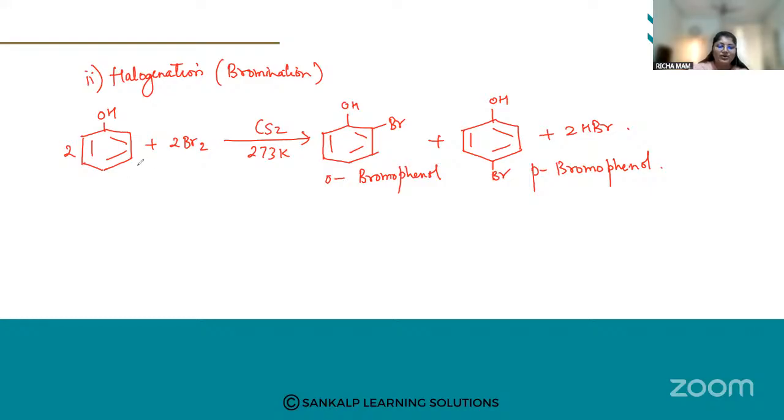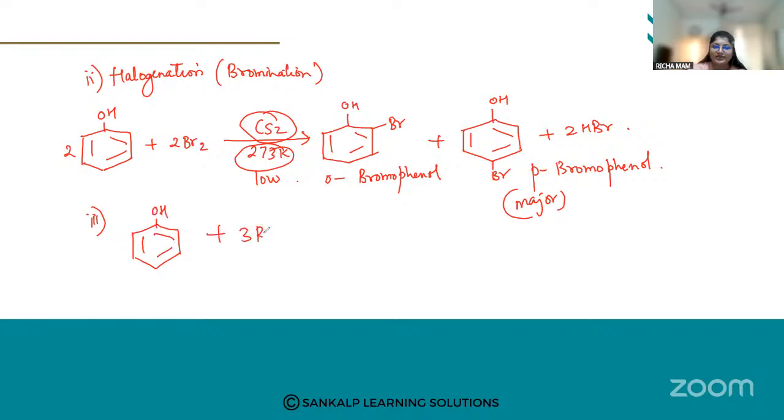What we are doing is reacting phenol with bromine in a non-polar solvent, CS2, or you can use chloroform or carbon tetrachloride, at a very low temperature. It will give a mixture of ortho-bromophenol and para-bromophenol, and the para is the major product. Then next, again phenol, very important: we are reacting phenol with 3 molecules of bromine in the presence of water.